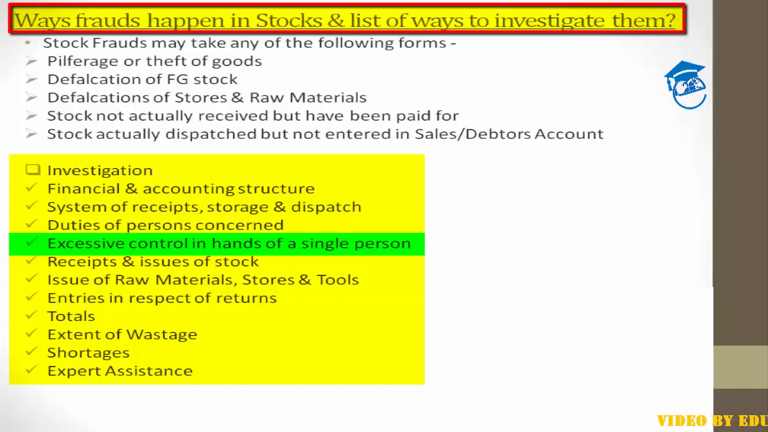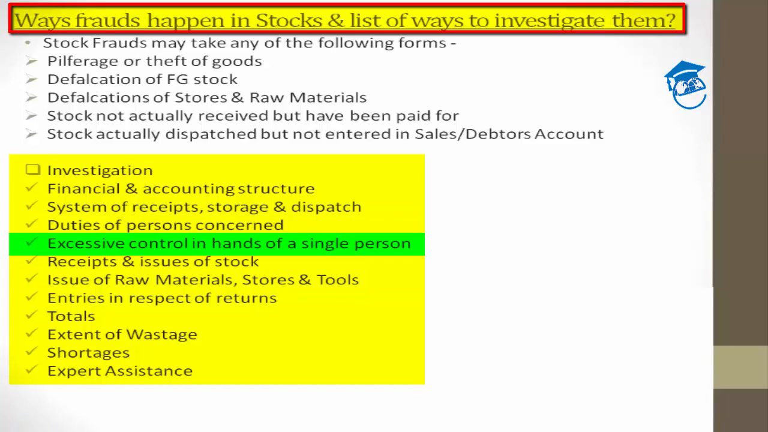Number 4, identify the excessive control in the hands of a single person. There might be a chance that that single person is going to disturb the entire premises. Why? Excess responsibility and rights in the hand of one person is definitely going to impact the organization. So identify whether excessive control is available in the hands of a single person without any supervision of another person. Greater authority to any individual suspected of fraud would widen the field of such investigation.